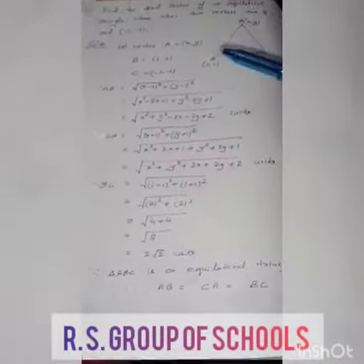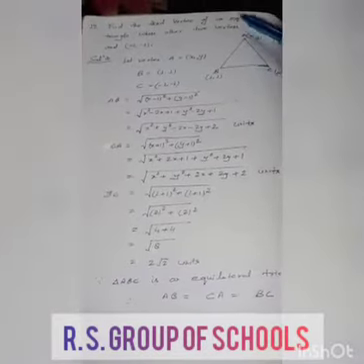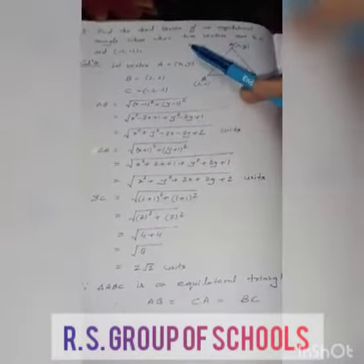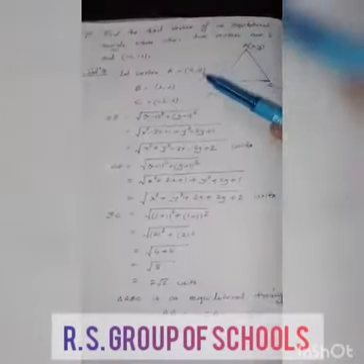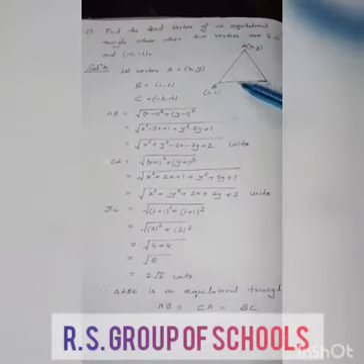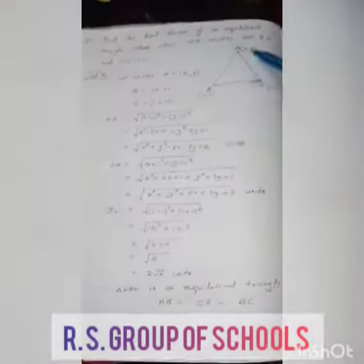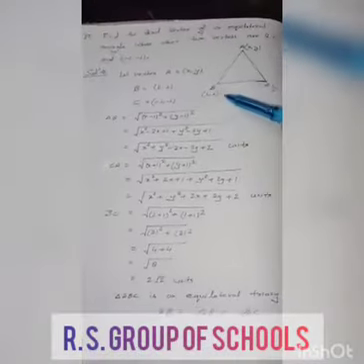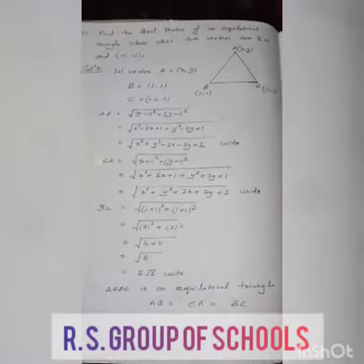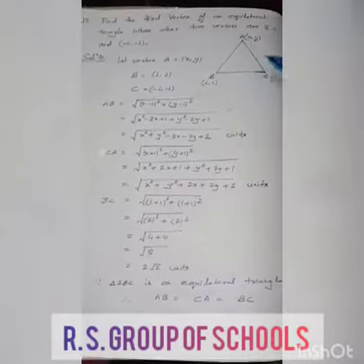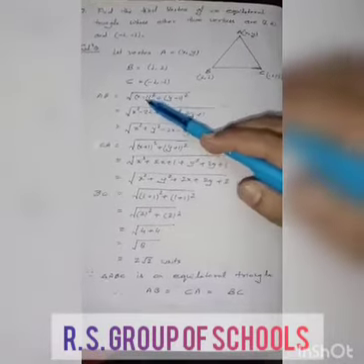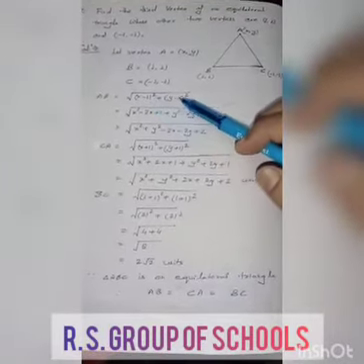Now the next question is: find the third vertex of an equilateral triangle whose other two vertices are (1, 1) and (−1, −1). Let the third vertex A be (x, y), then B is (1, 1) and C is (−1, −1). Now we find first AB, then BC, then CA. AB equals √[(x − 1)² + (y − 1)²].